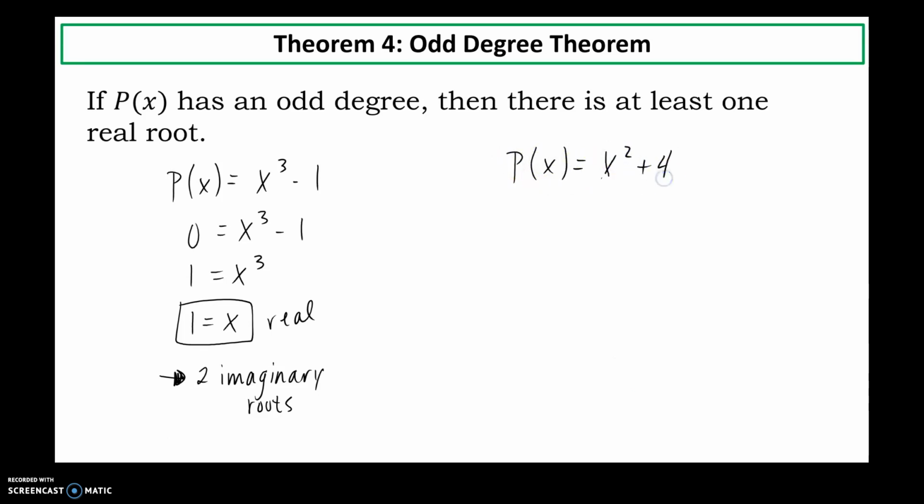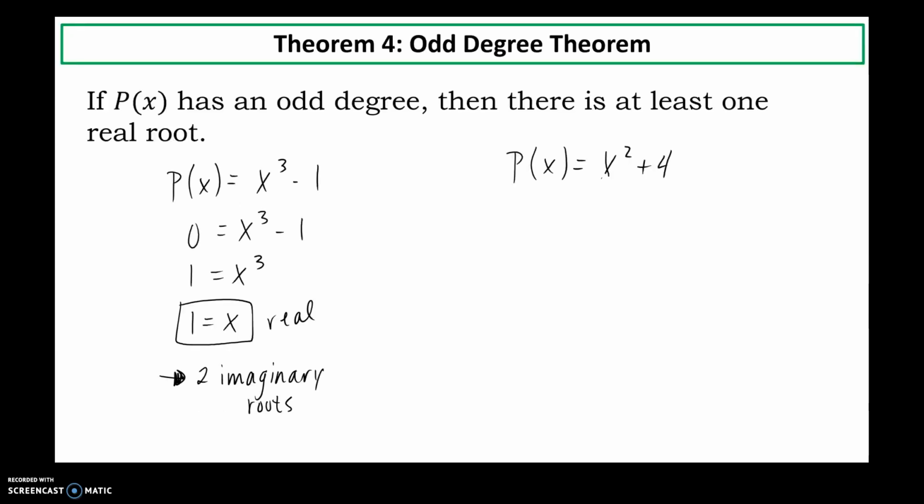Here's a polynomial with an even degree, x squared plus 4. I attempted to find the roots of this equation. I set my polynomial equal to 0 and subtract 4 from both sides. But now when I take the square root, I get plus or minus 2i. So this is a second degree polynomial telling me that there are two roots total, but both roots happen to be imaginary. So with odd degree, you have to get at least one real answer. And with even degree, you don't necessarily have a real root.